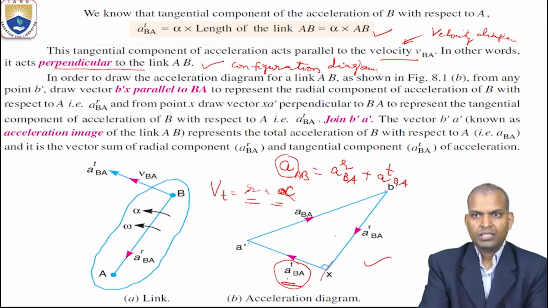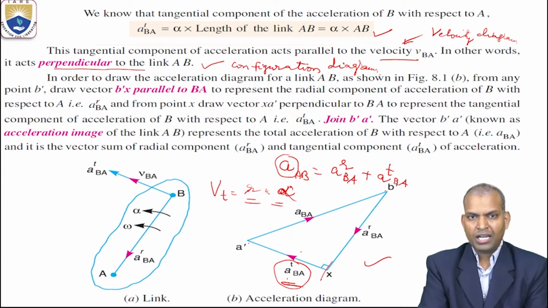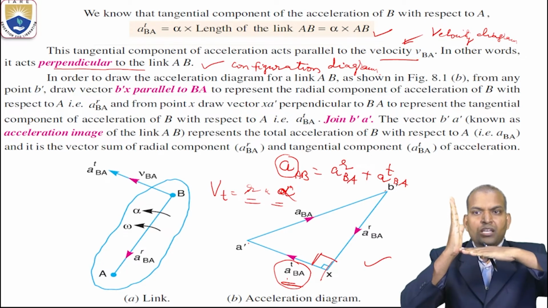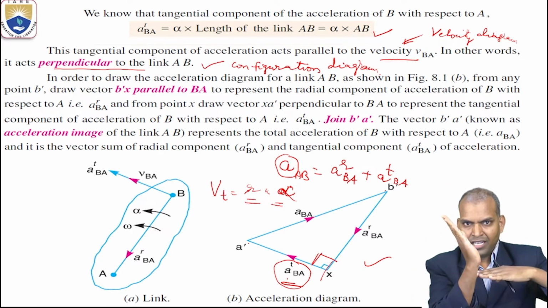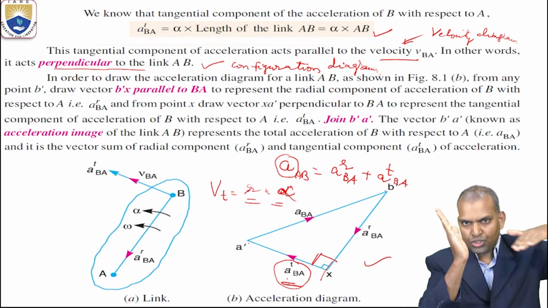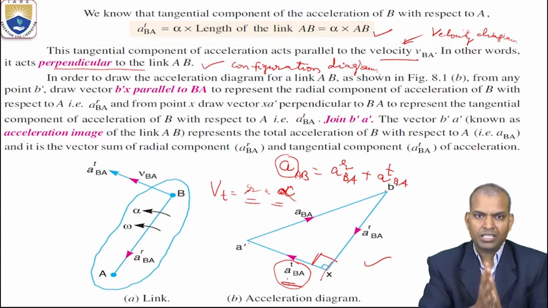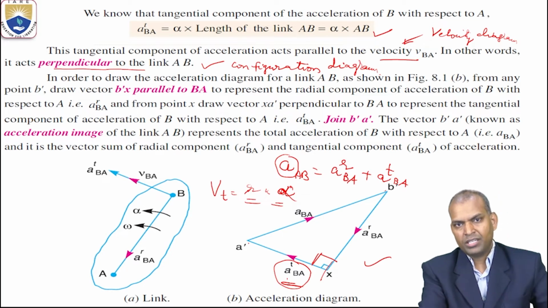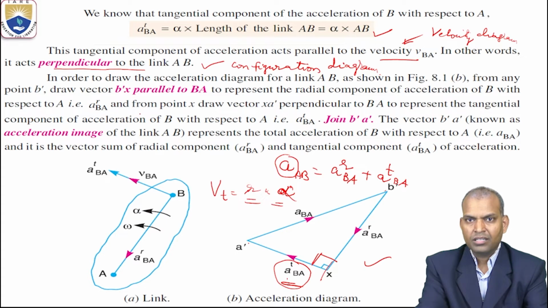Now, one more important point. The radial component of acceleration and the tangential component of acceleration are normal to each other, perpendicular to each other. Joining these two gives the total acceleration, that is the vector representation, the acceleration diagram. This acceleration diagram is for the link AB.